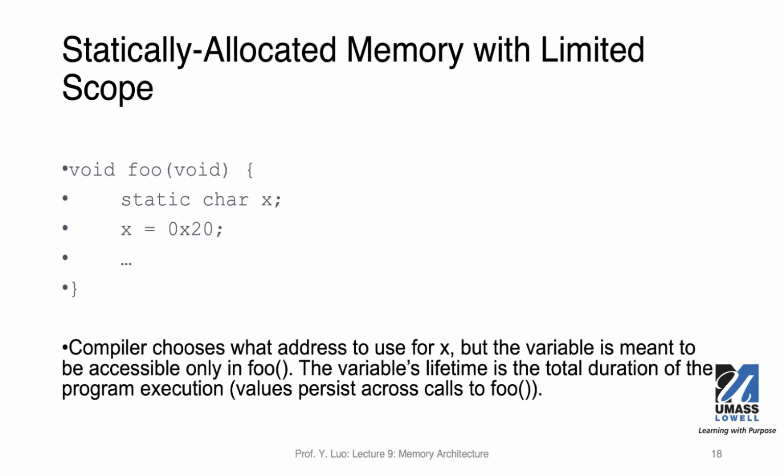So the compiler will choose what address to use to store this value, but this variable is meant to be accessible only in foo. The purpose of the static is to make sure that the lifetime is the total duration of the program, so that when you call this function the next time, this x will retain its value.